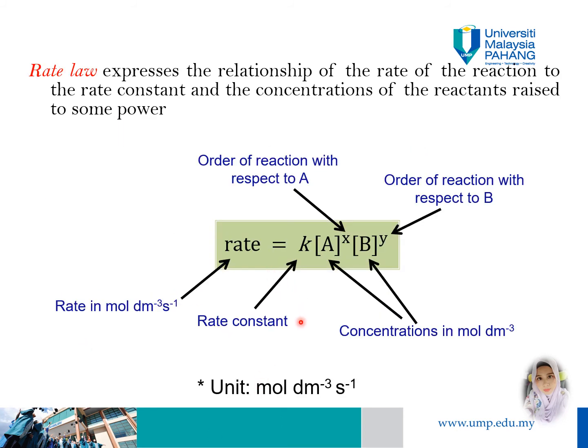So from the rate equation, for example, rate is equal to k[A]^x[B]^y. k is the constant, [A] is the concentration of species A, and [B] is the concentration of species B. x and y are the orders of the reaction with respect to species A and B. So the rate law expresses the relationship of the rate of the reaction to the rate constant k and the concentration of the reactants raised to some power.